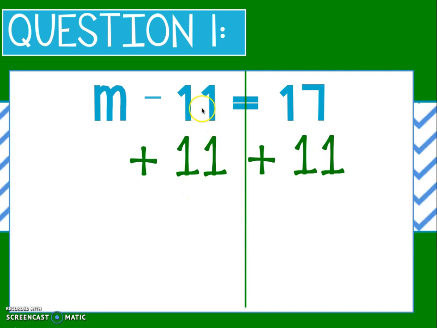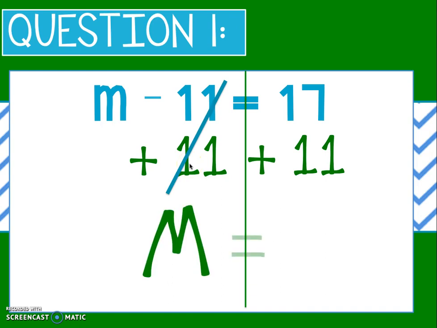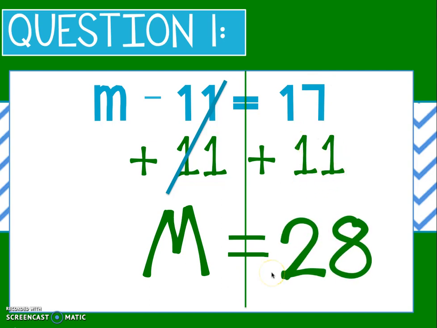Now on the left side, we have a minus 11 and a plus 11. Those two things cancel each other out, and we're left with just our m. On the right side, we have 17 plus 11, and that gives us 28. So our solution is m equals 28.